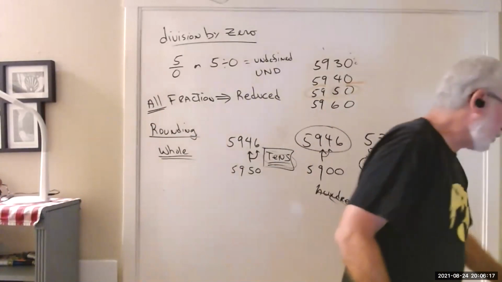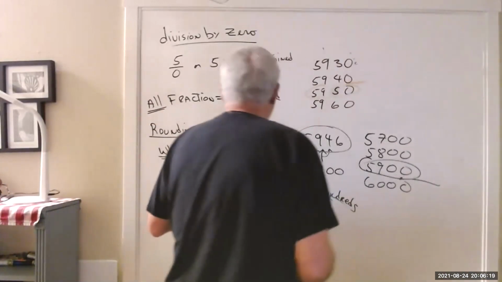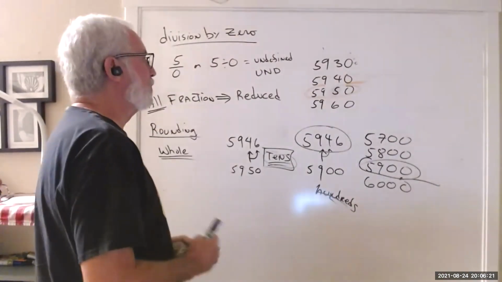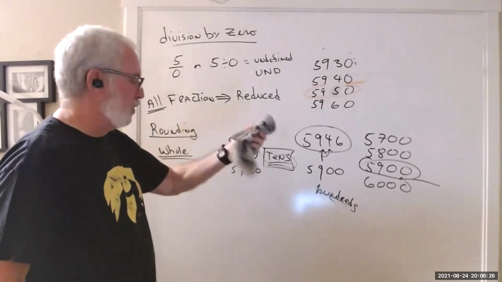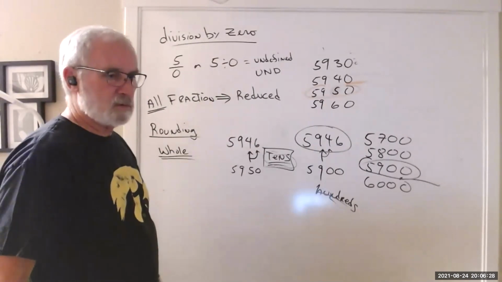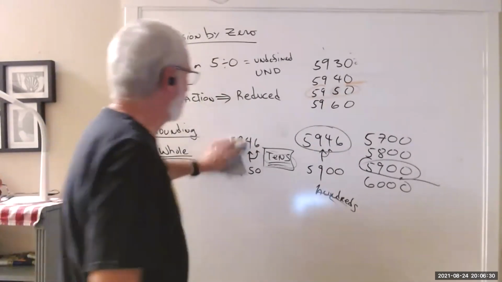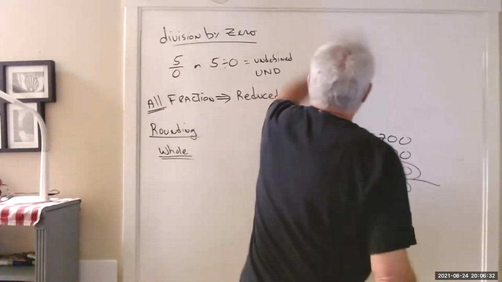Okay, that was rounding of whole numbers. Any questions? I want to erase my examples. Any questions about rounding whole numbers? Okay. I don't hear anybody yelling.